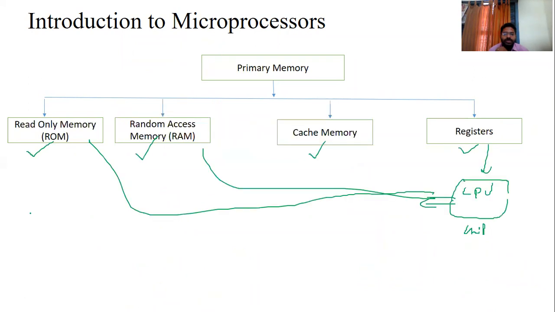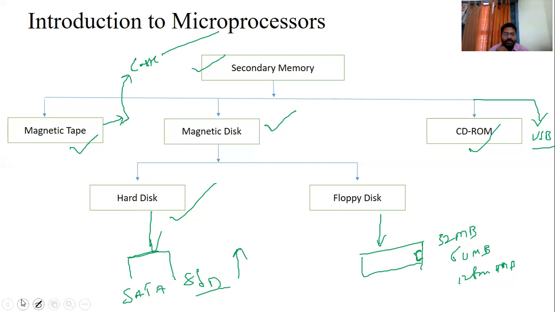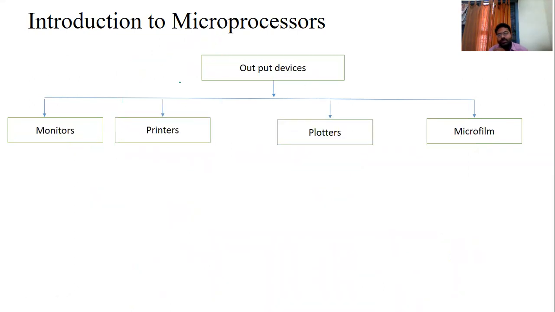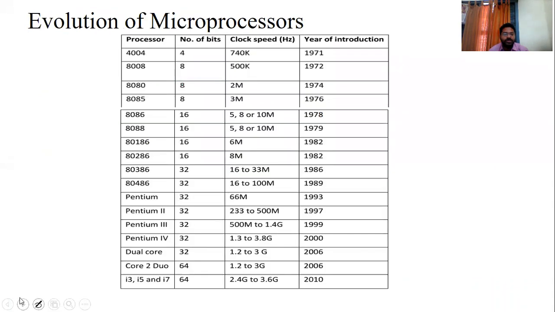Okay, so these are the primary type of memories. These are the secondary type. So what are some different types of output devices? Monitors, printers, scanners, microfilms, you can call them output devices.